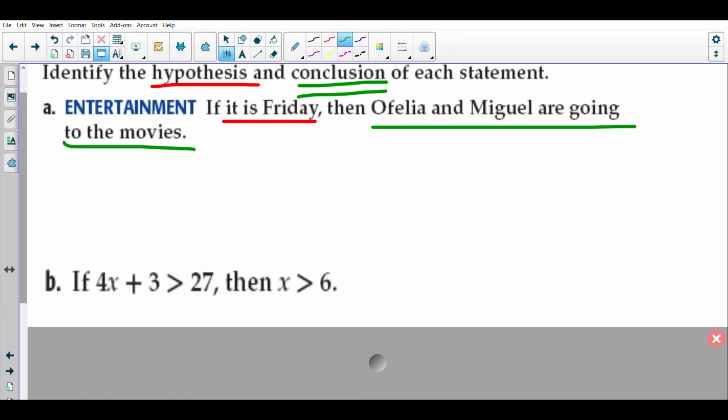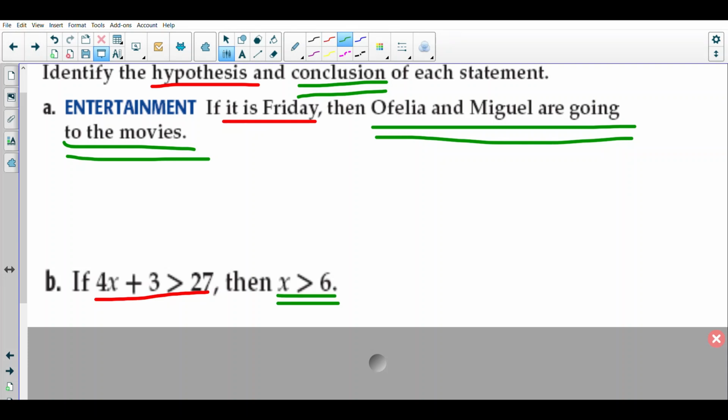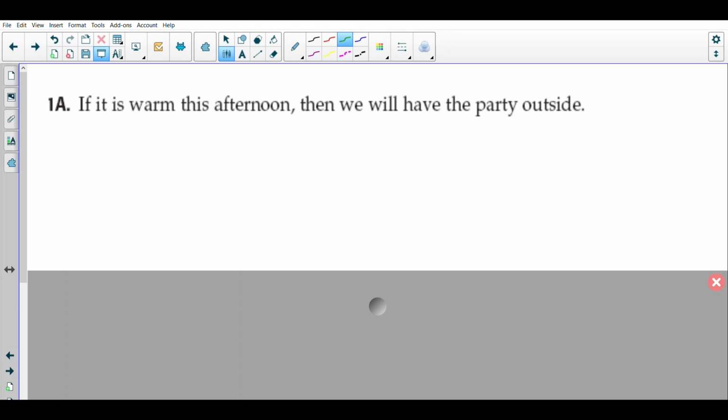Now, same thing. If 4x plus 3 is greater than 27, then x is greater than 6. The part after the word if, 4x plus 3 is greater than 27, then x must be greater than 6. Let's continue with the same thought process. If it is warm this afternoon, then we will have a party outside. You're setting up a situation. You're telling someone, if it's warm, then we'll have a party outside. After the word if is the hypothesis, after the word then is the conclusion.